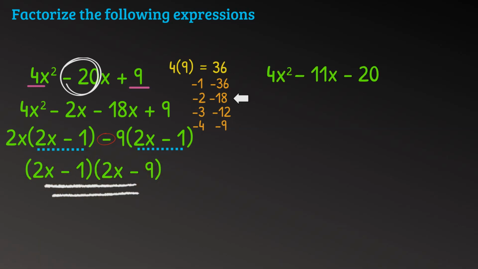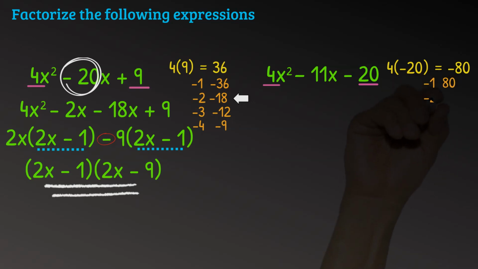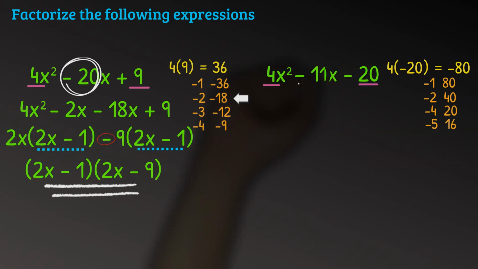In this expression, we start by multiplying 4 by minus 20, which gives us minus 80. Then we need two numbers that multiply together to give us minus 80, and here are some of the possibilities. Now the numbers also need to add up to give us minus 11, and none of these solutions would work. However, we do have minus 5 and 16, and that gives us plus 11. So if we switch the minus sign from the 5 to the 16, we can see that 5 plus minus 16 multiplies together to give us minus 80, but also adds together to give us minus 11. So these are the numbers we need.